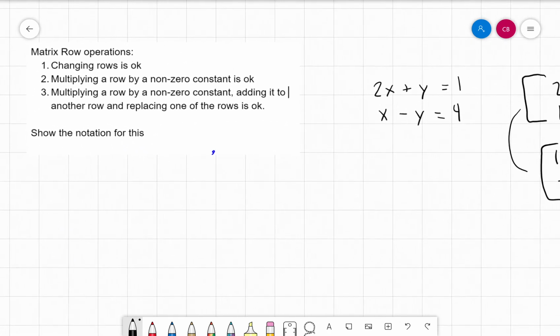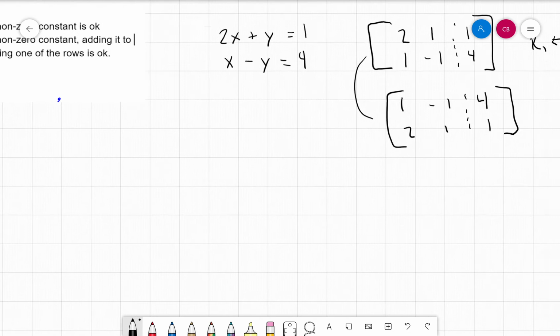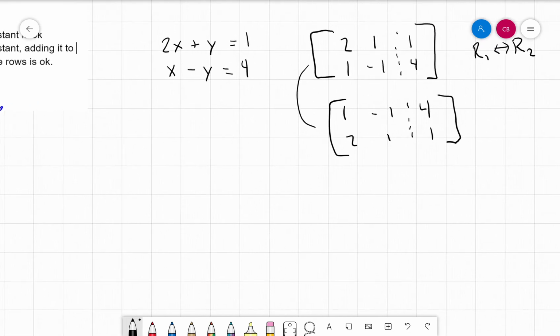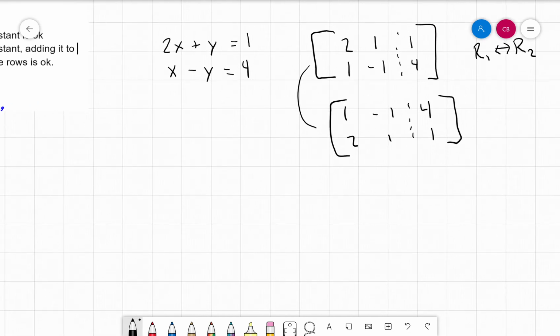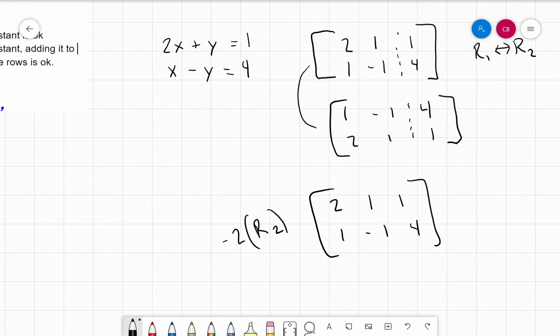The next one is multiplying a row by a non-zero constant is fine. If you multiply by 0, everything's going to be 0, so that's why they don't want you to do it. But for instance, let's use the same example. 2, 1, 1, 1, negative 1, 4. Okay, so let's say that I want to multiply row 2 by negative 2. Negative 2 times row 2.